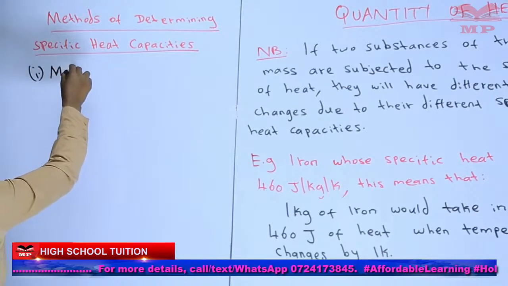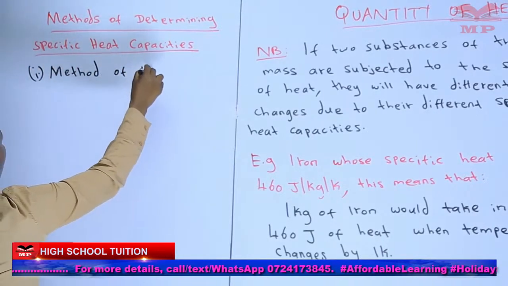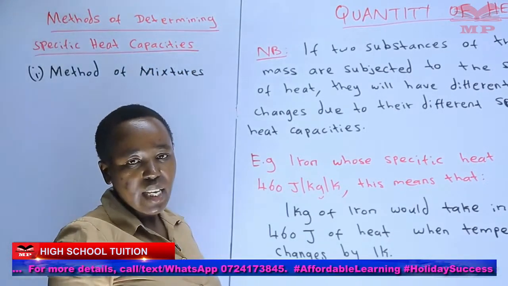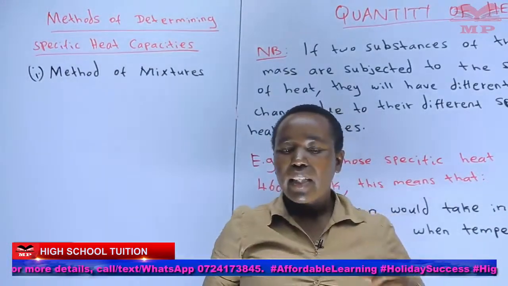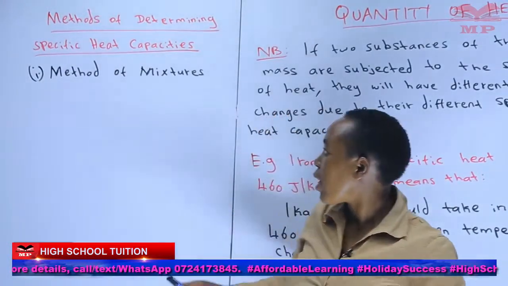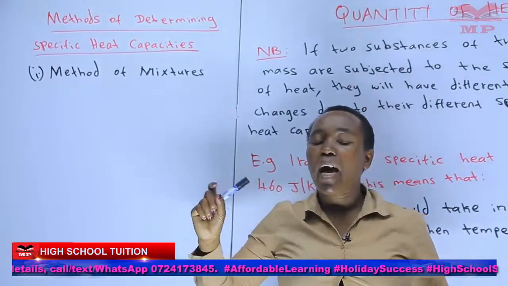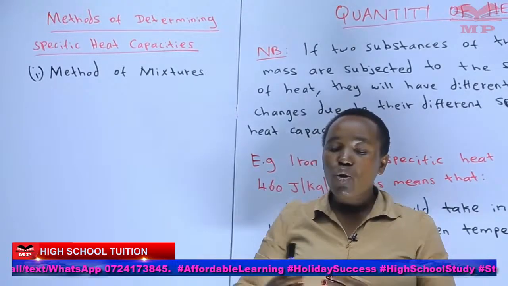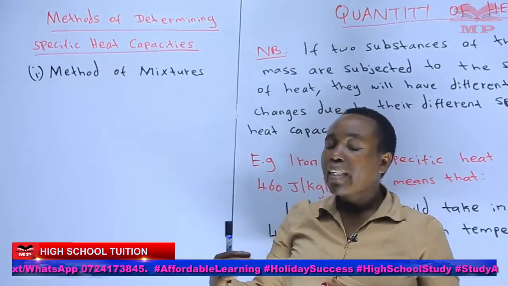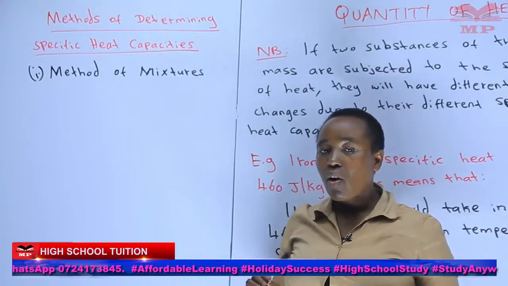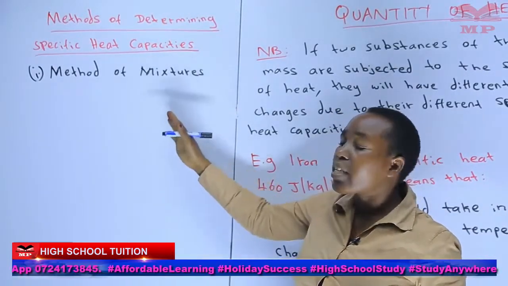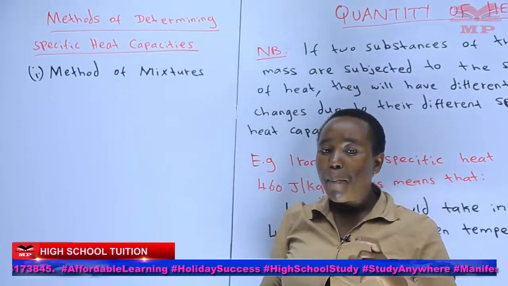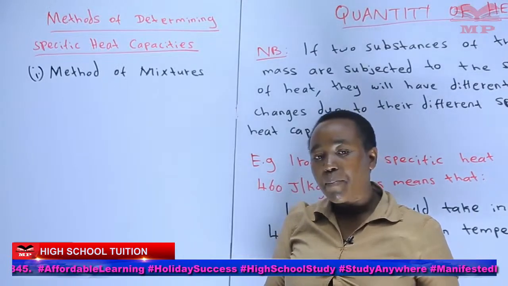We start with the method of mixtures. Now, in the method of mixtures, here we want to mix a relatively hot substance with a relatively cold substance. So when we mix them, we know that there is going to be flow of heat until the two substances, or they can even be three, acquire what we call a thermal equilibrium, whereby both of them will have the same temperature.